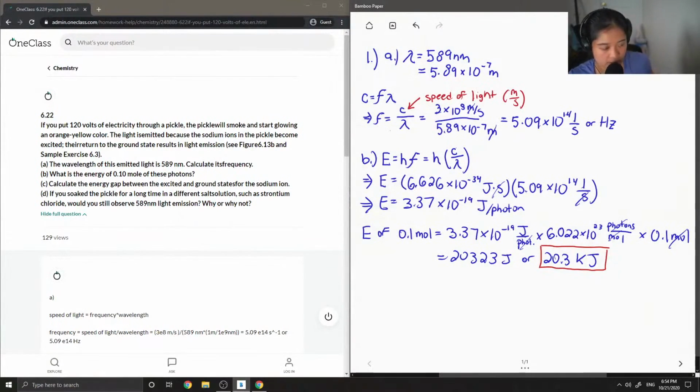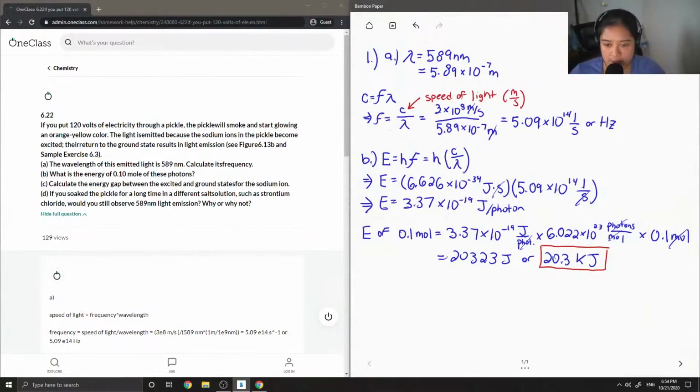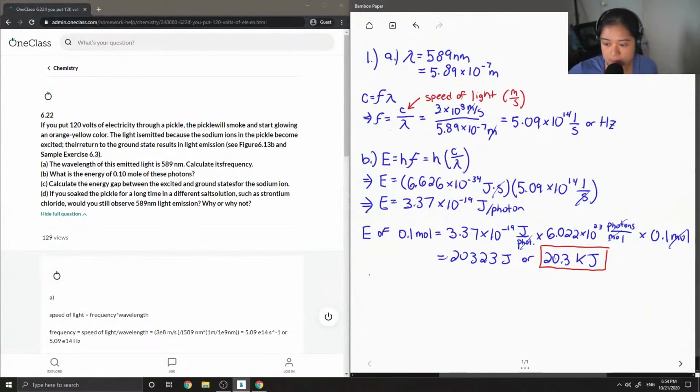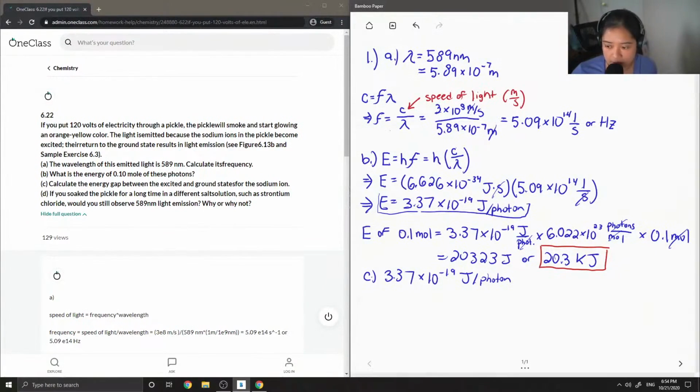Okay, now for C. Calculate the energy gap between the excited and ground states for the sodium ion. This is actually our answer that we got here, which is the 3.37 times 10 to the negative 19 joules per photon. So this is the energy gap between the excited state and the ground state for the sodium ion.